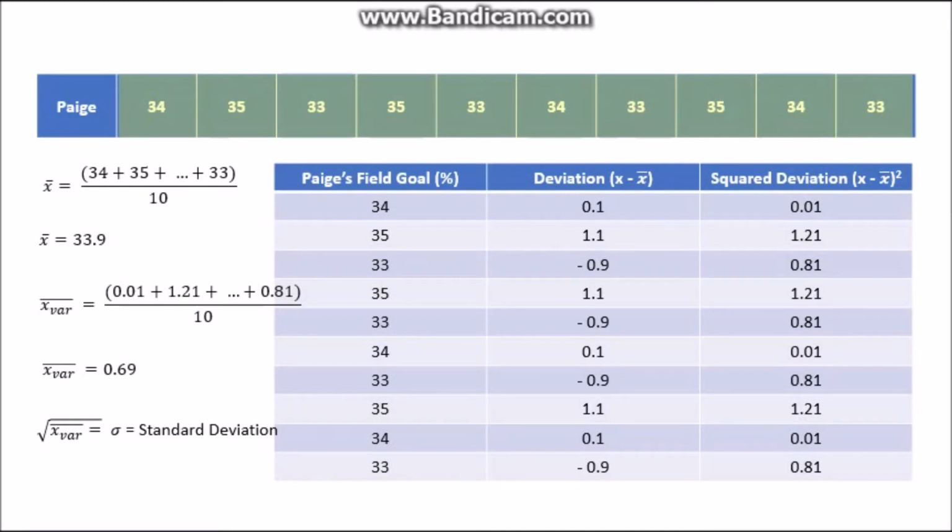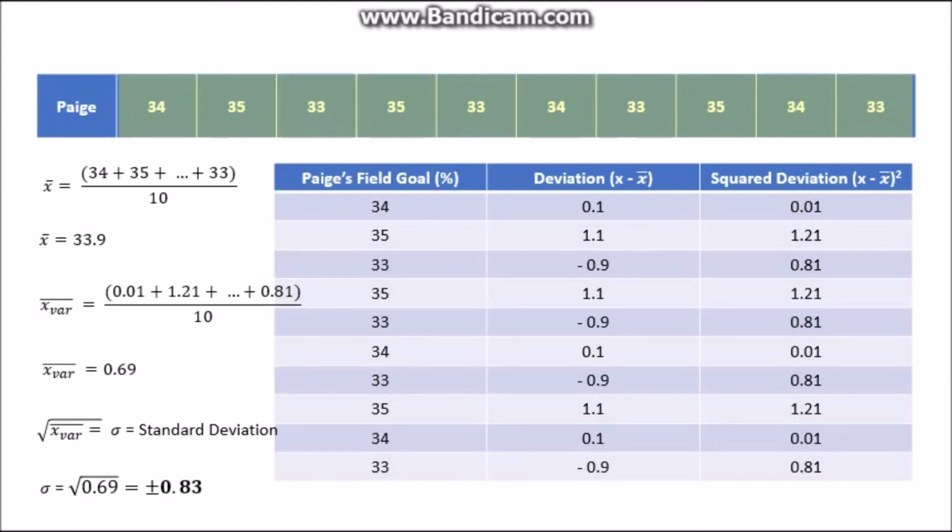And we want that number because the variance, the average variance, is needed to calculate standard deviation. That's what our whole goal here is. So standard deviation, the symbol for that is sigma. It's a lowercase Greek s. That is calculated when you take the square root of your mean variance. So we take the square root of 0.69. We end up getting plus or minus 0.83.